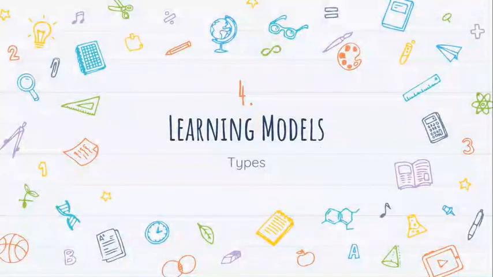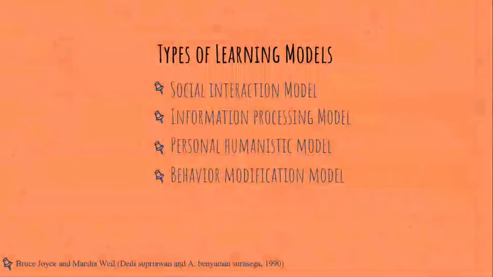Types of learning models. There are four types of learning models. First is the social interaction model. Social interaction models are instructional methods used by the teacher in the classroom to facilitate group work. It is a student-centered teaching approach that allows students to interact with each other in a structured, on-task manner.